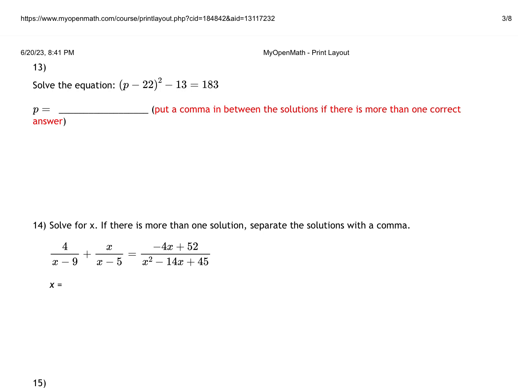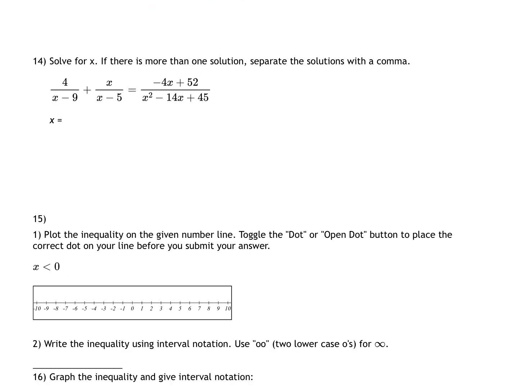Okay, I'm going to go ahead and skip equation 13. For this one, I'll just start it. You would add 13 to both sides. You would get p minus 22 squared is equal to, let's see, 183 plus 13, 196. And now you have the same setup as the one above. So you take the square root of both sides, plus or minus, and continue solving. For time, let's move on to 14.